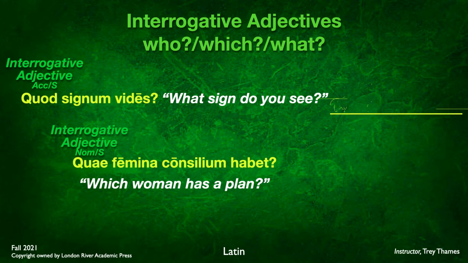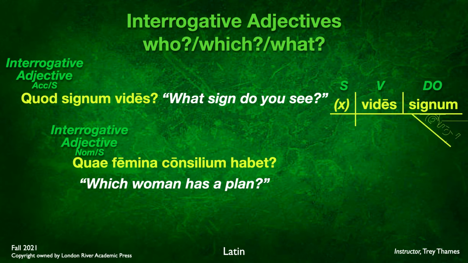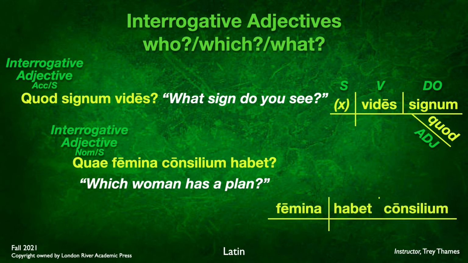Now here's how we diagram this. Again, vides is our verb, the subject is attached with the ending s, signum is our direct object. Quod is the adjective that's describing signum, and for that reason it's neuter, accusative, and singular. All right, and here we have femina as our subject, habet is our verb, consilium our direct object, but here we have quae, which is describing femina. It's our interrogative adjective.